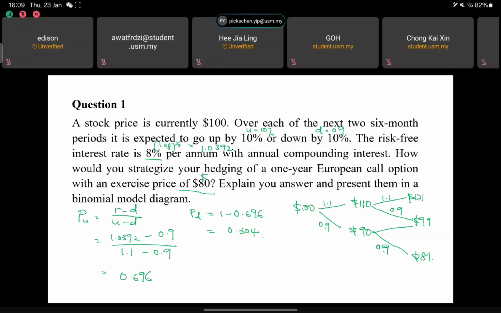For this question, after you calculate PU and PD and draw the stock price tree, the next step is to calculate the payoff. I'm not going to do all of this during the lecture class. I want you all to try by yourself. I will explain the steps to calculate the payoff, and after you get the payoff, you can come up with your call price tree.